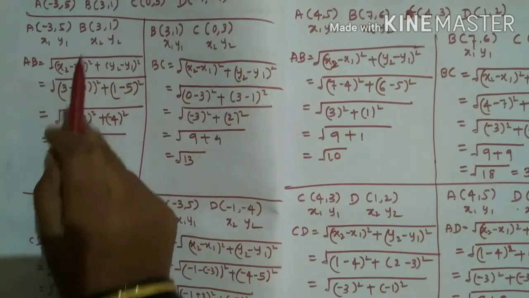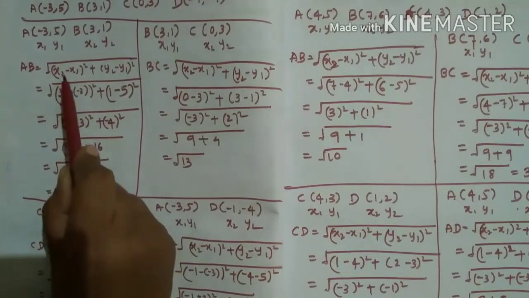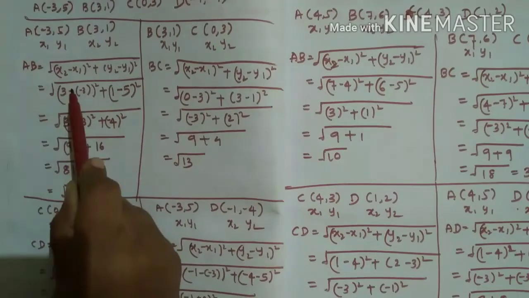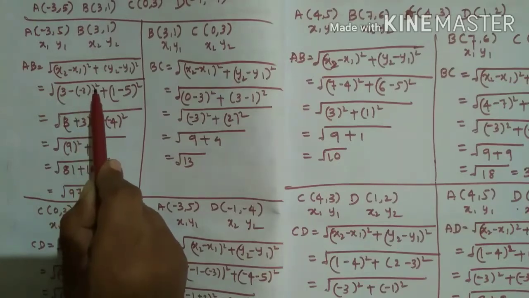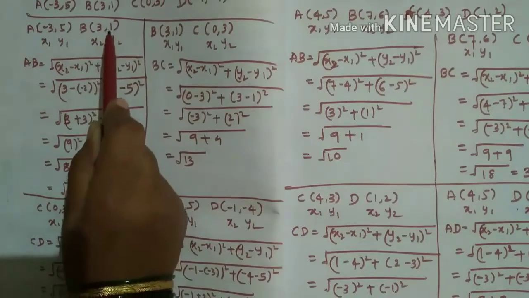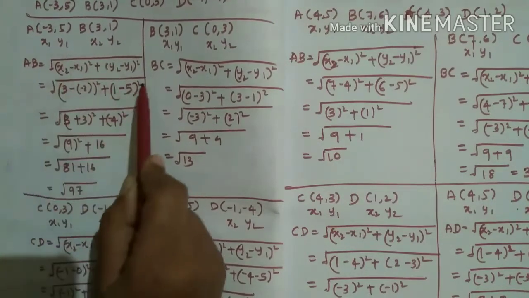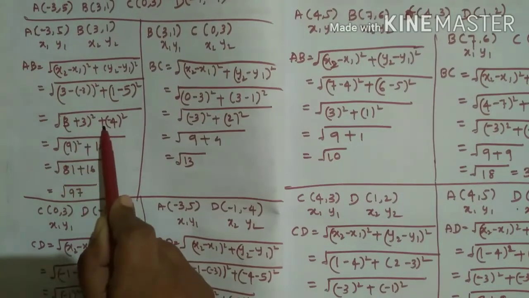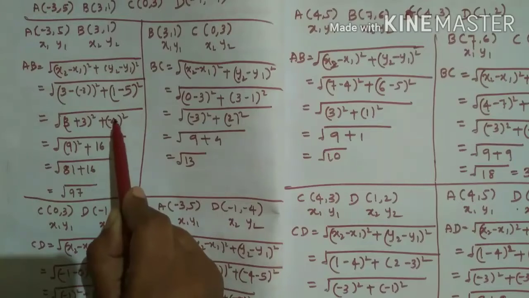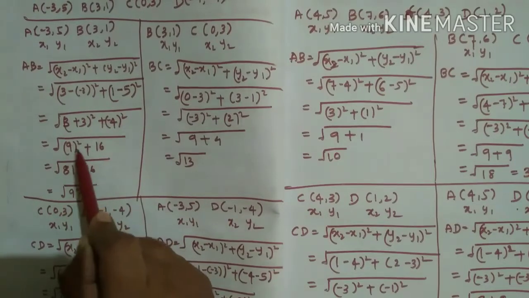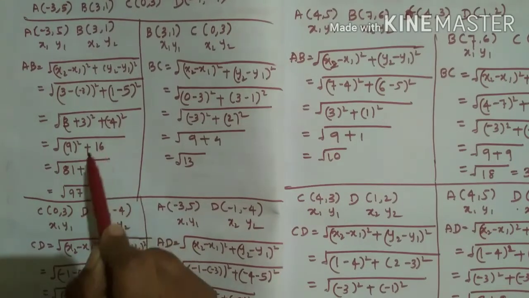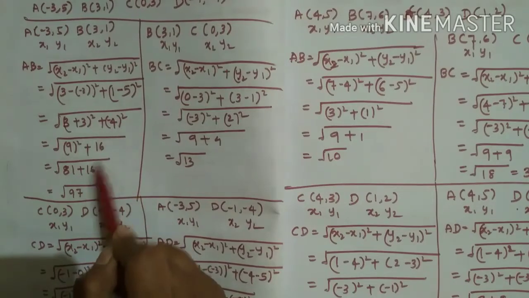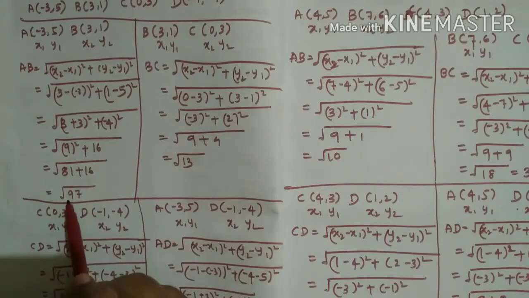x2 is 3, minus in the formula, and x1 is minus 3, I put in the bracket whole square plus y2 is 1 minus y1 is 5 whole square. Now 3 minus into minus will become plus 3 whole square plus here 1 minus 5 is minus 4 square. So 3 plus 3 is 6, 6 square is 36... so 9 square plus minus 4 square is 16, because minus 4 into minus 4 will become plus 16. So 81 plus 16 is 97. Square root of 97 we are going to get.